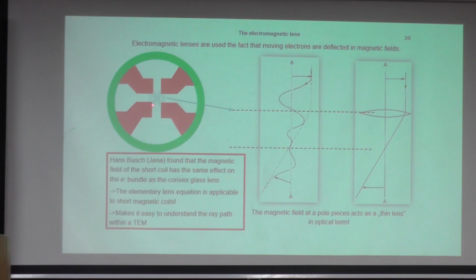Because these are electrons, you can better manipulate them by using electromagnetic lenses. And in this case, because we always make the analogy to normal lenses, we can also apply the elementary lens equation to these short magnetic coils.